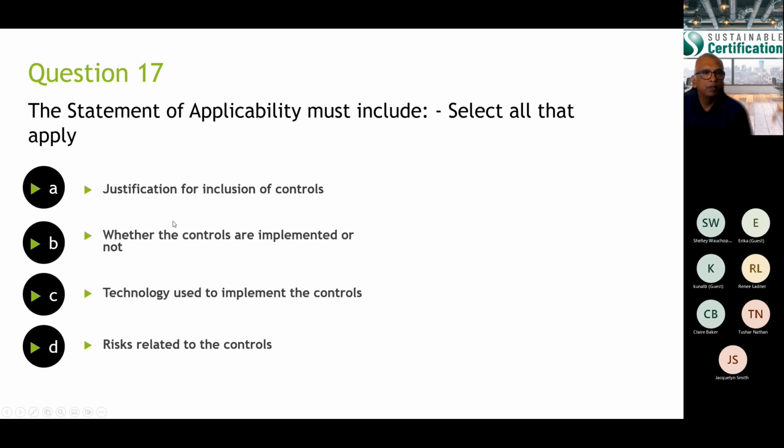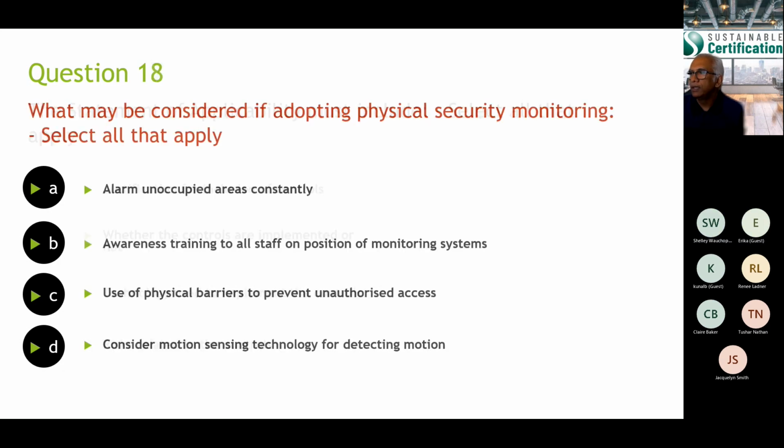Then the statement of applicability must include justification for inclusion, exclusion, whether the controls are implemented or not, technology used to implement the control, and risk related to the control. In this, again, which one would you like to choose as the correct one? A, B. Yeah, A, B. That's perfectly fine. So A and B is the correct choice.